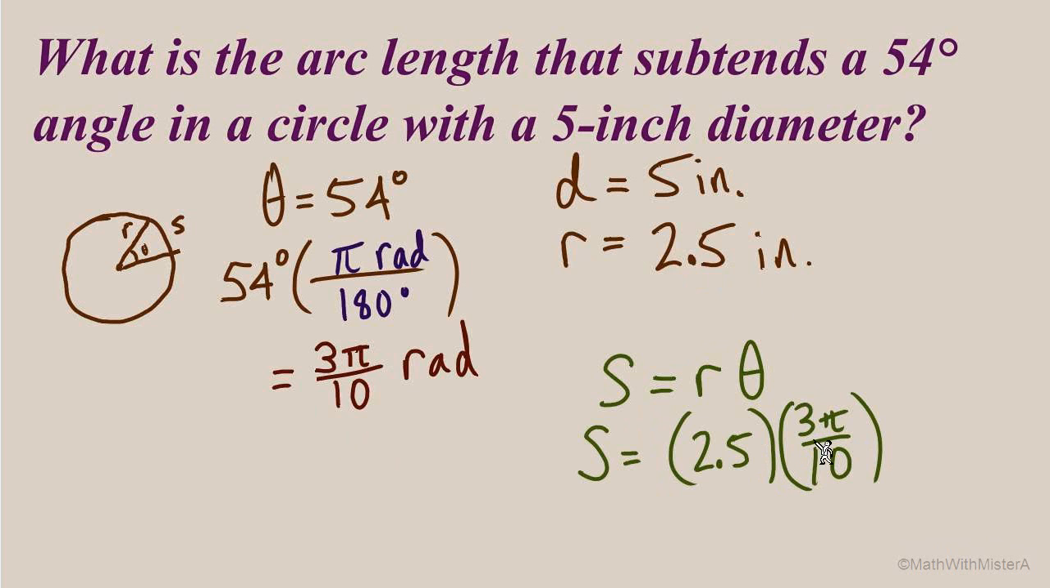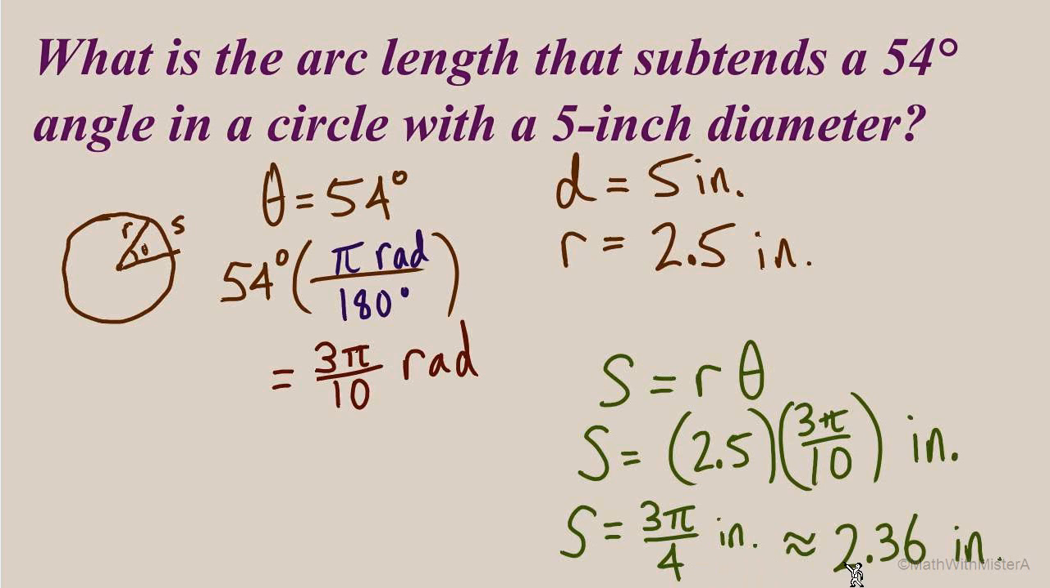Another example of how the dimensionless radian units work here: if we're multiplying radians by any other unit, that other unit takes over. The radians go away. So multiplying inches by radians leaves us with inches. Still trying to keep it in terms of pi, the 3 over 10 times 2.5 is 3/4. So, as an exact answer, our arc length is 3 pi over 4 inches. And as a decimal approximation, about 2.36 inches.